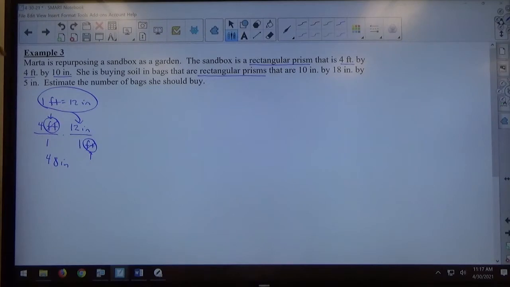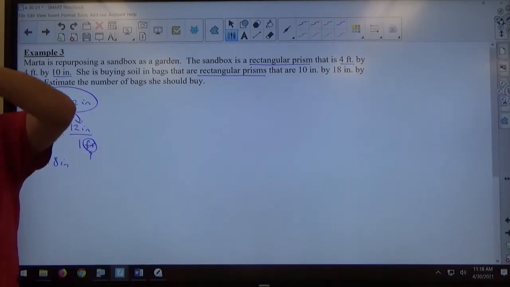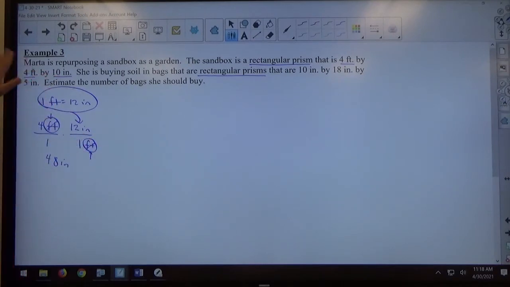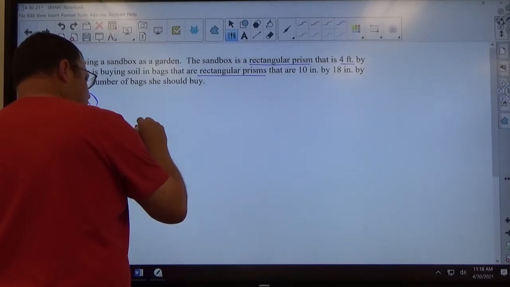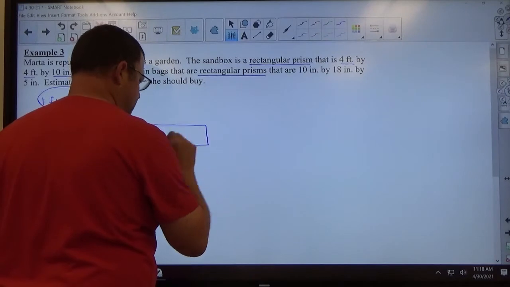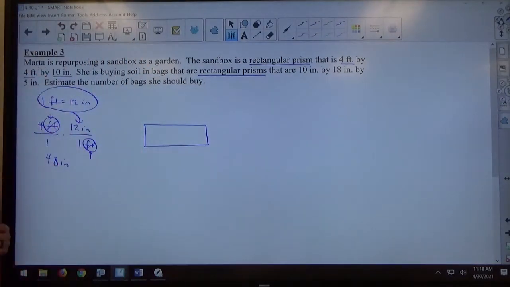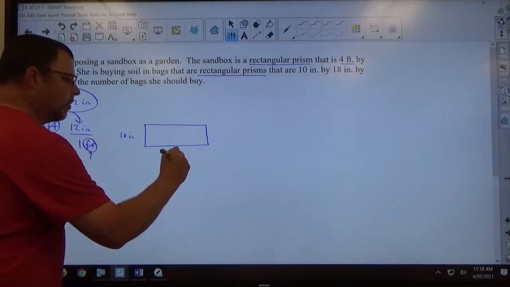So a rectangular prism has a length, a width, and a height. It doesn't matter what's what. It doesn't matter what the length, the width, and the height are. For me, though, if it's a sandbox, I like to see what the sandbox actually looks like in real life. Usually sandboxes are wide and not very deep, right? So I'm thinking 10's the height, and the other two are the length and width. So to draw a three-dimensional rectangular prism, you start by drawing the front of it. So draw a rectangle. This rectangle is 10 inches by 48 inches.